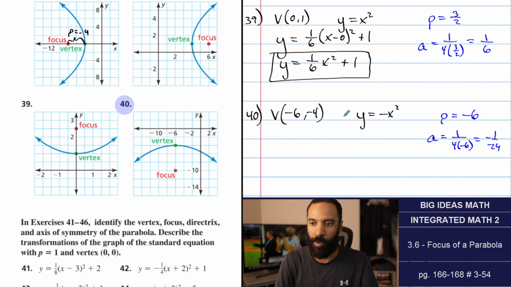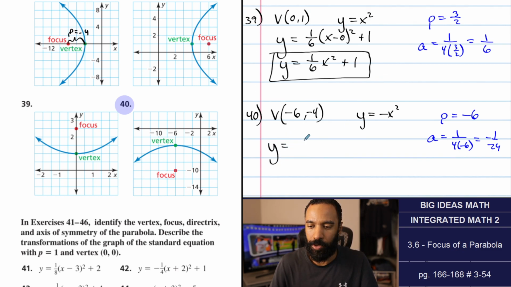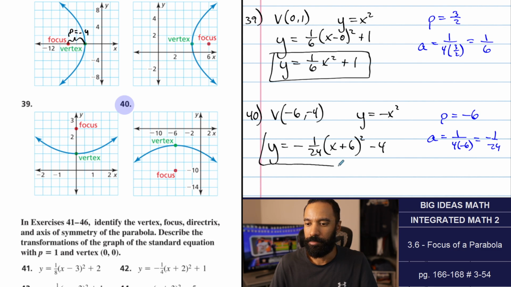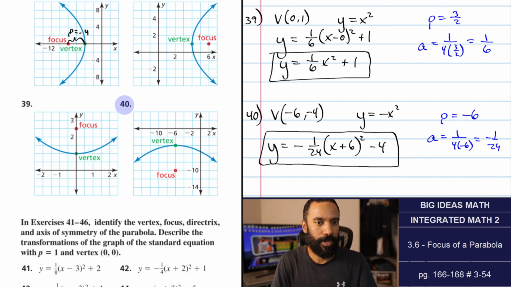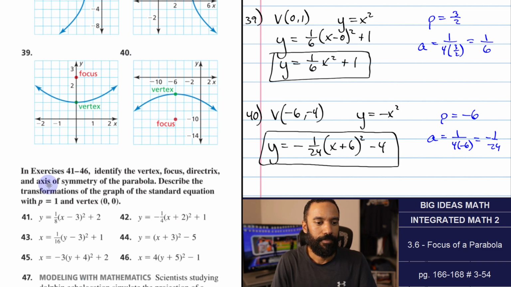So my equation, being a y equals x squared equation, will be y equals -1/24, that's a, times x minus h quantity squared plus k, like that. Okay, those went a little faster.